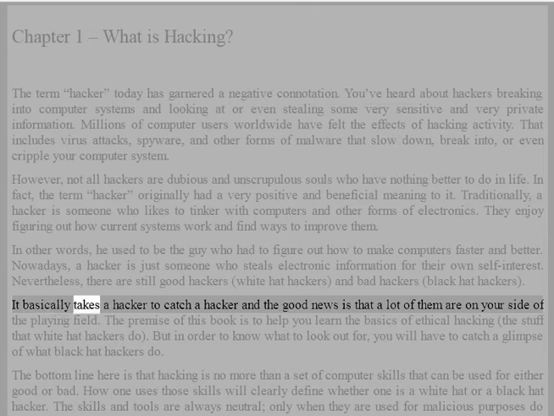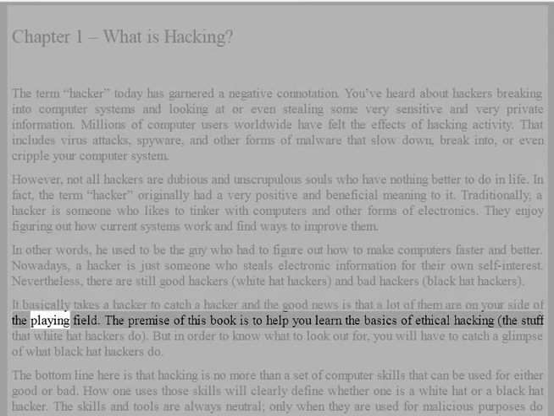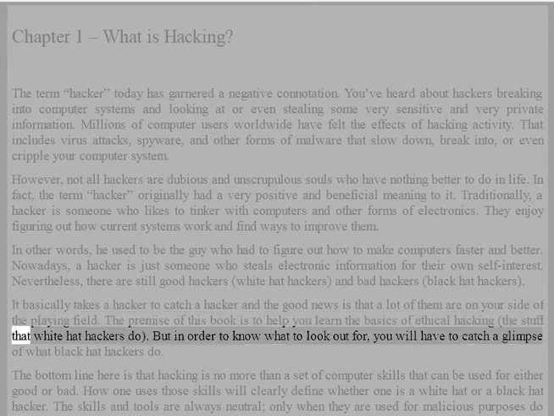It basically takes a hacker to catch a hacker, and the good news is that a lot of them are on your side of the playing field. The premise of this book is to help you learn the basics of ethical hacking, the stuff that white hat hackers do. But in order to know what to look out for, you will have to catch a glimpse of what black hat hackers do.